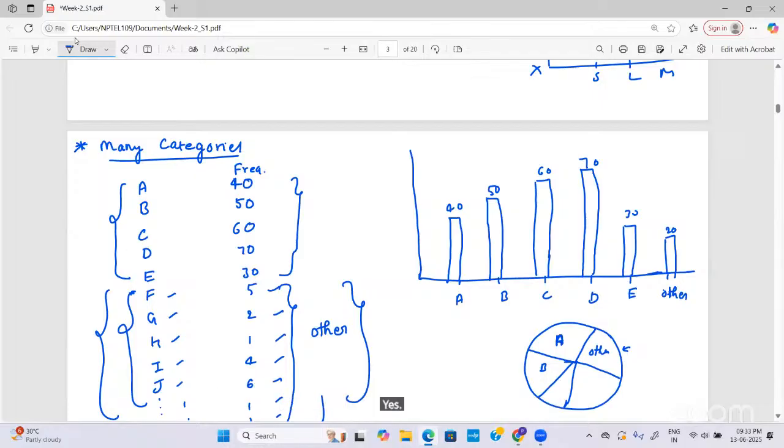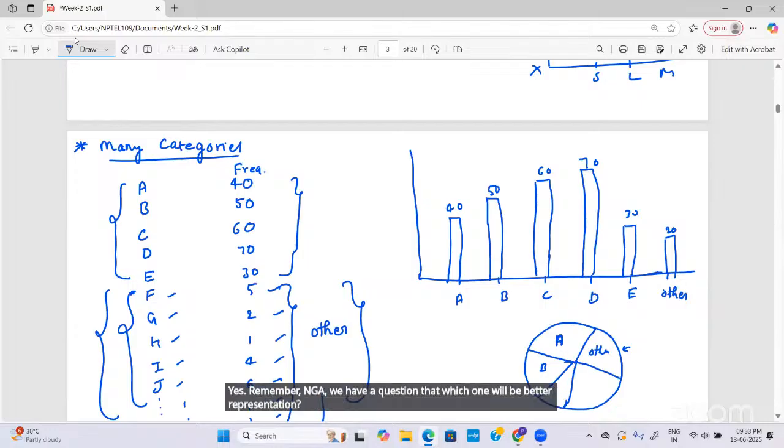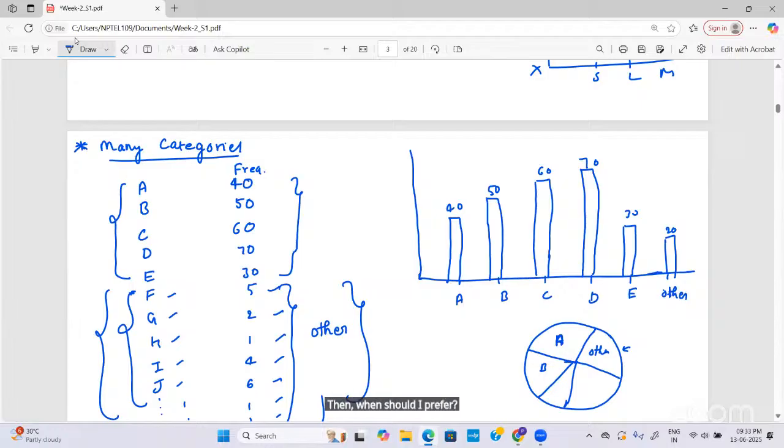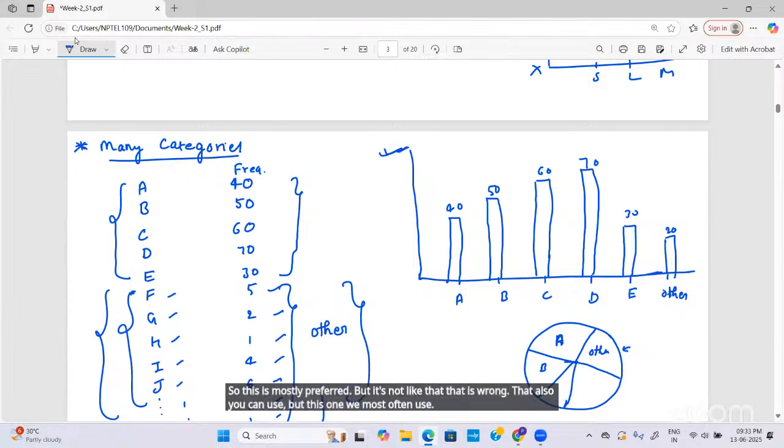Ma'am, in GA, we have a question that which one will be a better representation? Which one should I prefer? So this one is mostly preferred, but it's not that the other is wrong. That also you can use, but this one we most often use. Okay, ma'am, thank you.